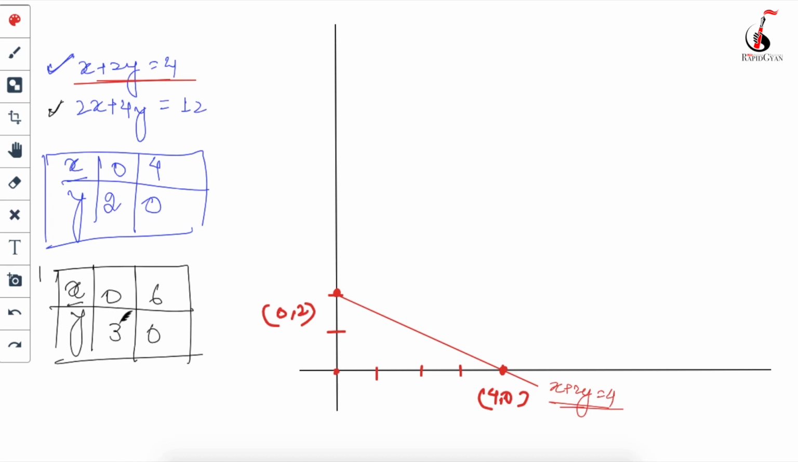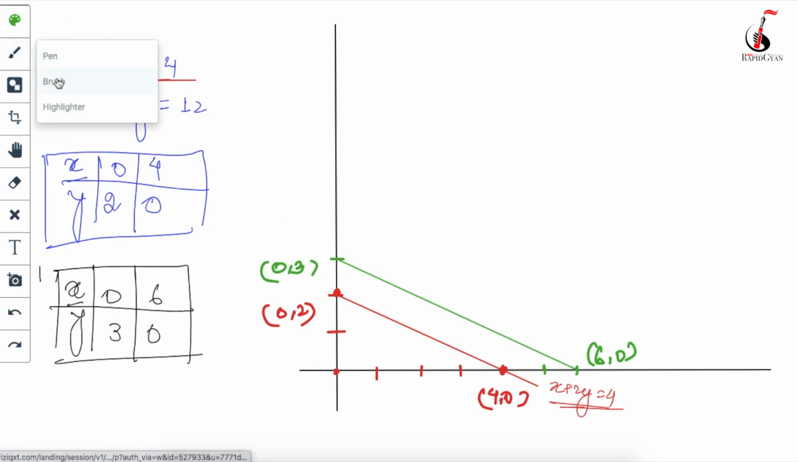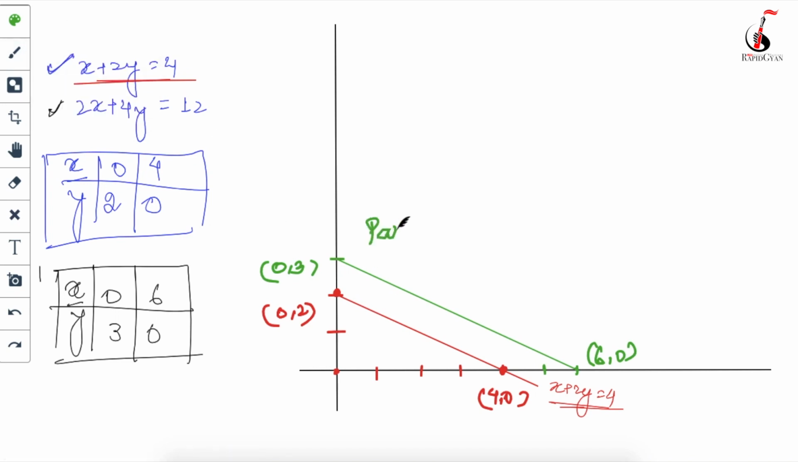Now the next one is (0, 3). So I will take it as (0, 3). This is 0, so this point will be your (0, 3), correct? And the next one is (6, 0). So this is 4, this will be 5, this will be 6. So this point will be your (6, 0). So now you will have to draw the line. If you draw the line, what kind of line are you getting? Look here, what kind of line is it? This is a parallel line.